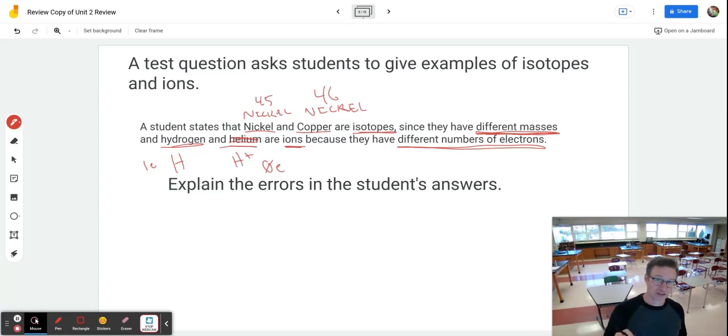Okay, so you need to understand the key difference there. Isotopes are atoms of the same element with different masses. It has to do with their neutrons. So the difference in isotopes is neutrons. Difference in ions is electrons, but it's not just electrons. They have to be atoms of the same element with different numbers of electrons.